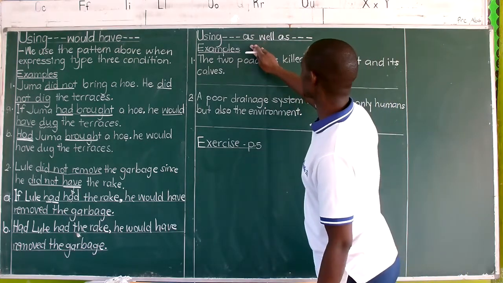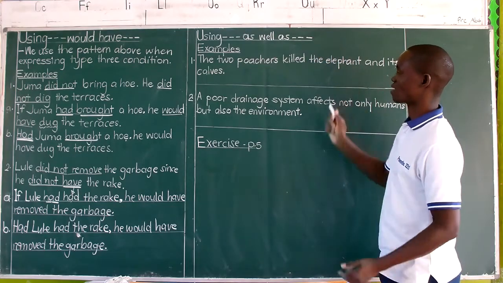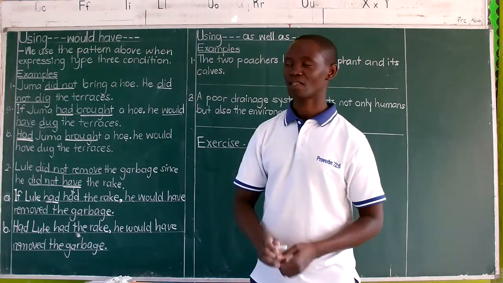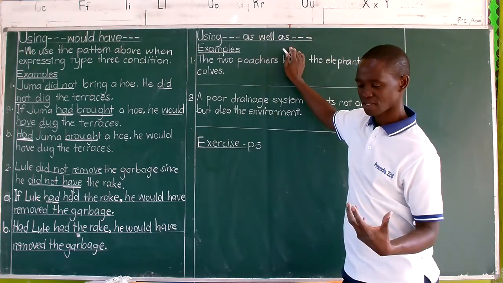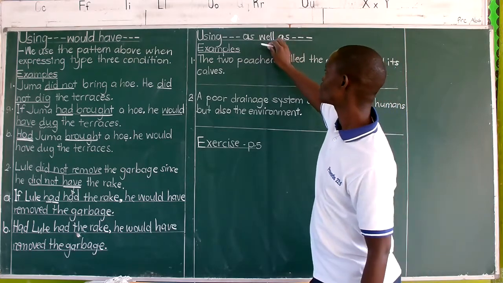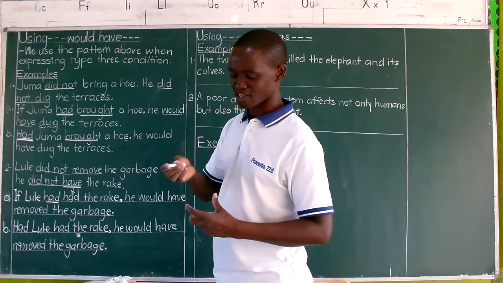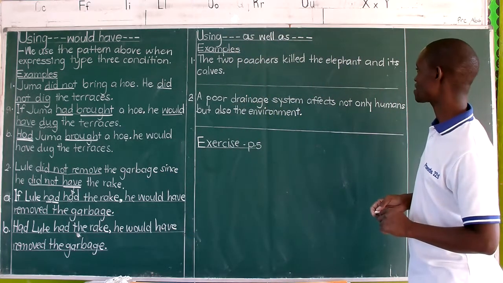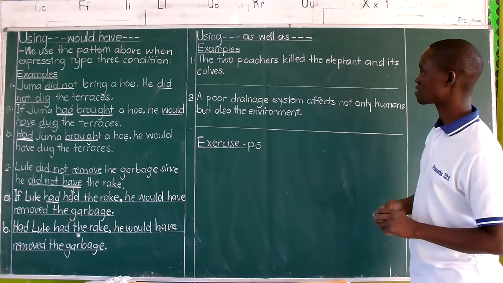Now looking at the next new structure, which is using as well as. In the booklets you have something to do with and, meaning this as well as is used to mean the same as and. In other words, where I use as well as is the exact place I'm supposed to use and. Okay, examples. The two poachers killed the elephant and its cubs.